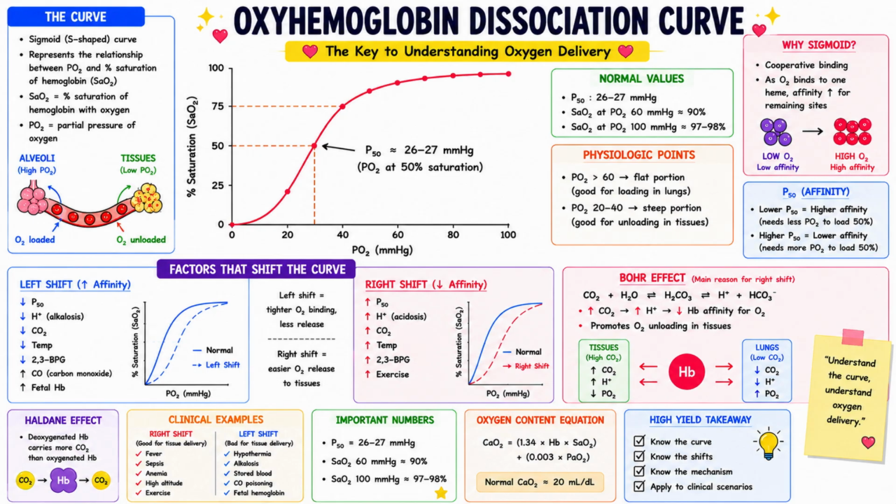Let's break it down. The curve plots the relationship between two things: PO2, the partial pressure of oxygen in the blood, on the x-axis, and SaO2, the percentage of hemoglobin saturated with oxygen, on the y-axis. And the shape of that relationship is not a straight line. It's an S, a sigmoid curve. And that S shape is not an accident. It is one of the most elegant designs in human physiology.